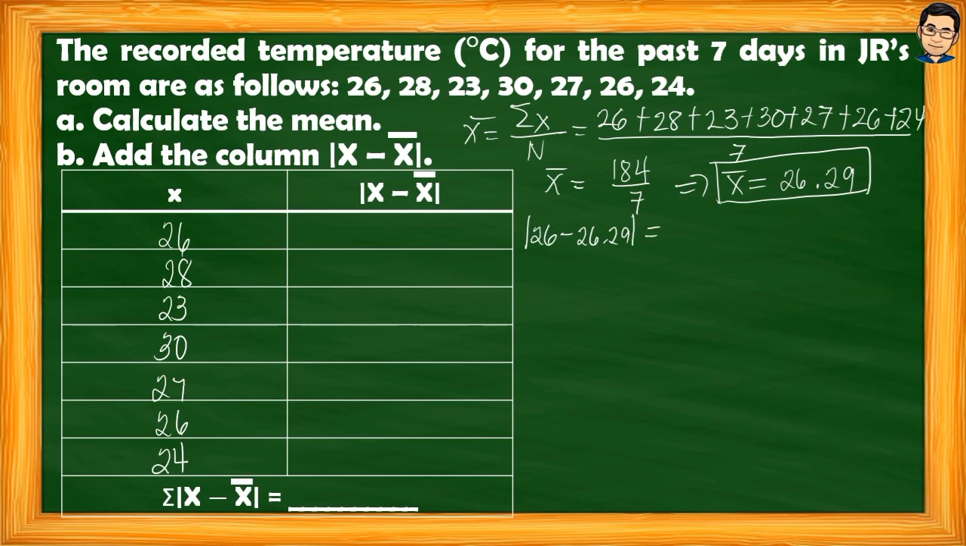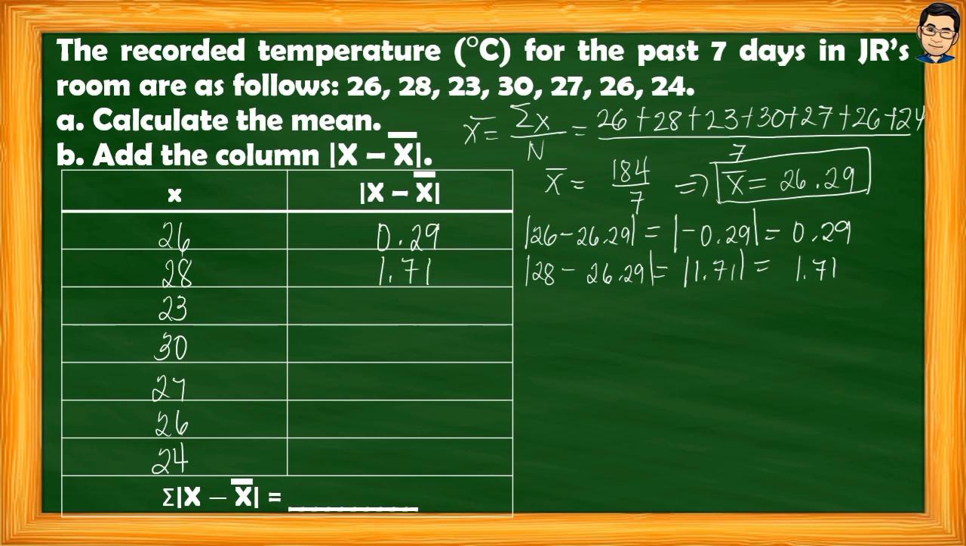That is negative 0.29, and then the absolute value of it is 0.29. So that is what we write here. Next, 28 minus 26.29. The difference we get is 1.71. Because it is positive, nothing will happen, it stays positive.